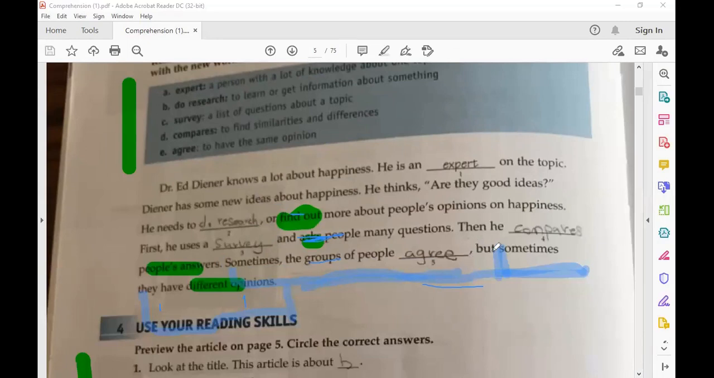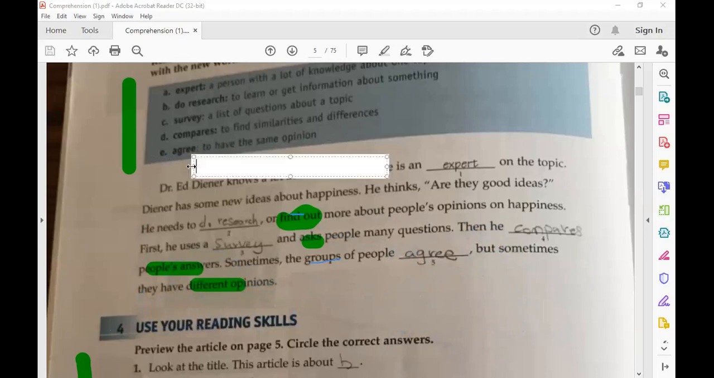And then what happened later on? We have the second part of this sentence, but it's related with the conjunction part. Sometimes they have different opinion. So the second one is all about different opinion. So the first one should be all about what? Same opinion. Did you get it? Which means agree. So agree means same opinion. Should I explain it again? Some of them want me to explain it again.